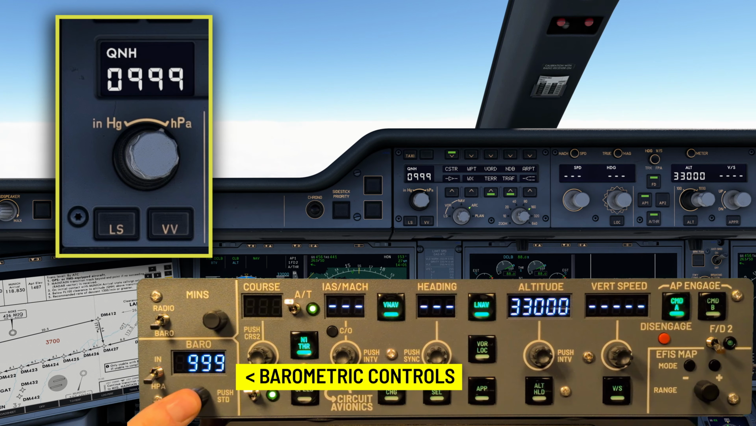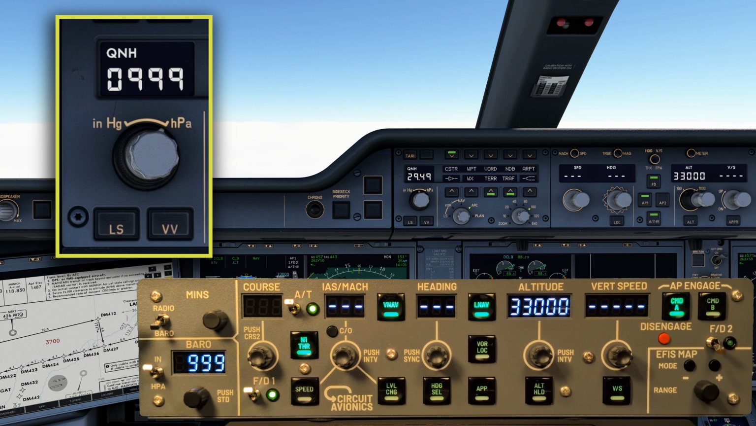On the left, we have our barometric controls. We can toggle between metric or imperial. Pushing the knob toggles between standard and local pressures.